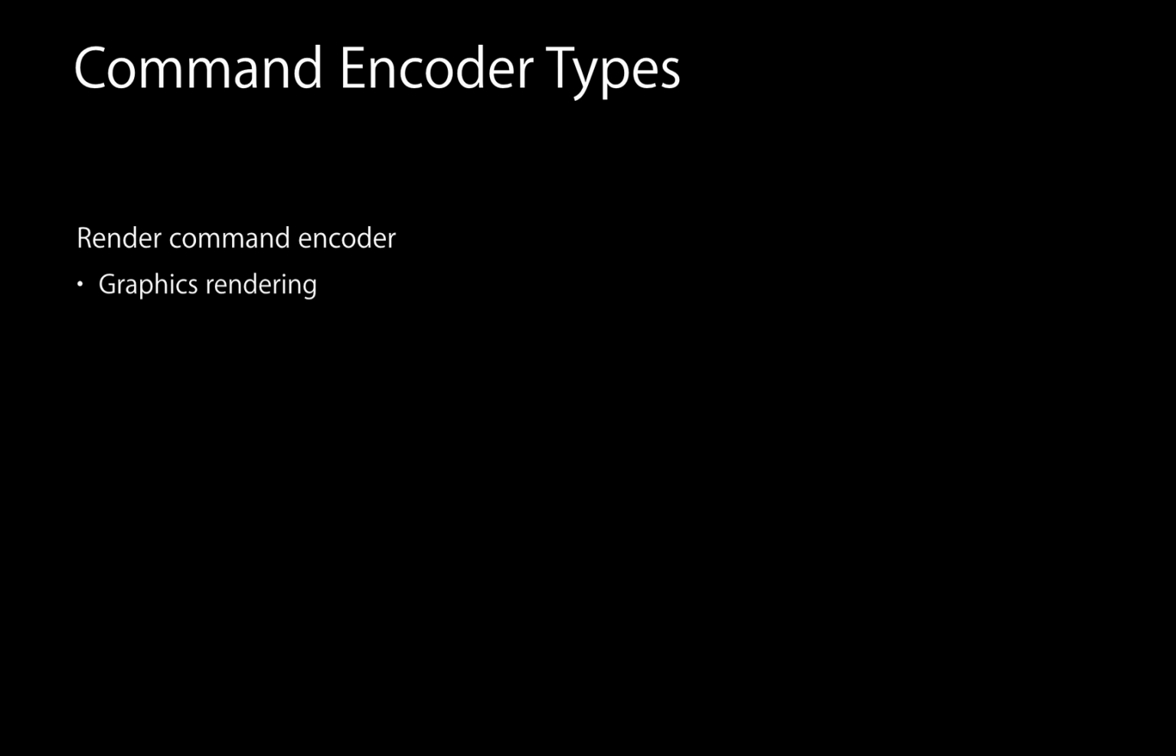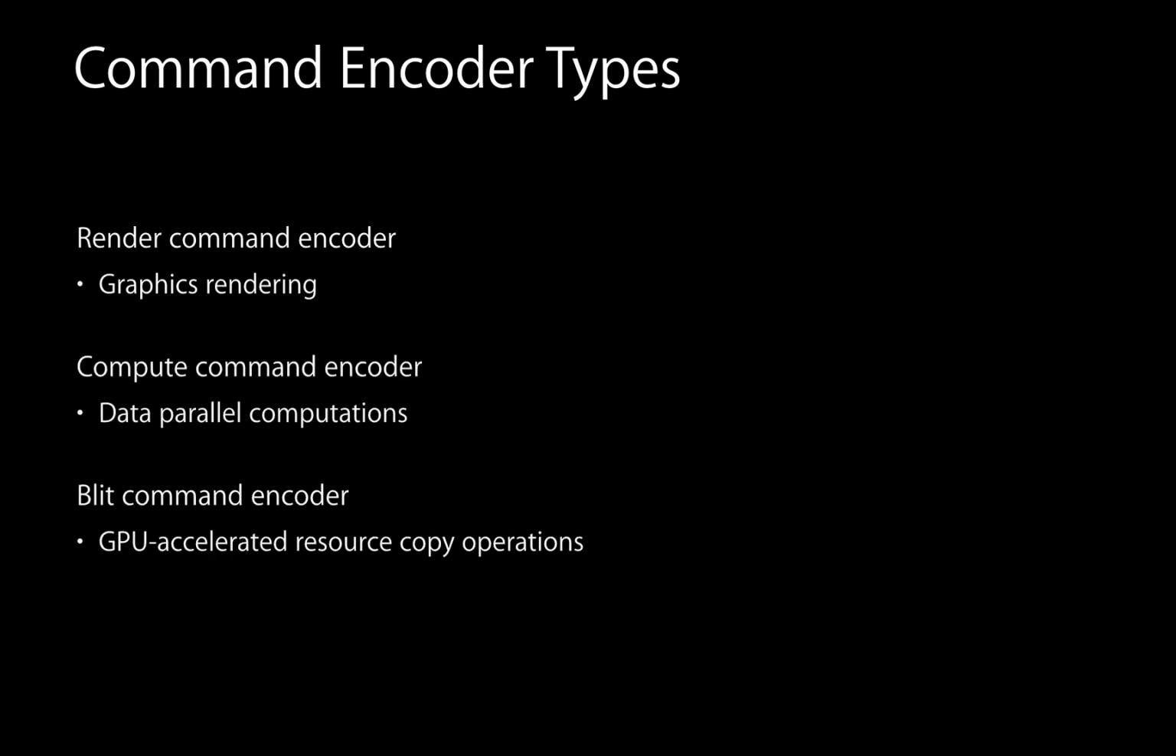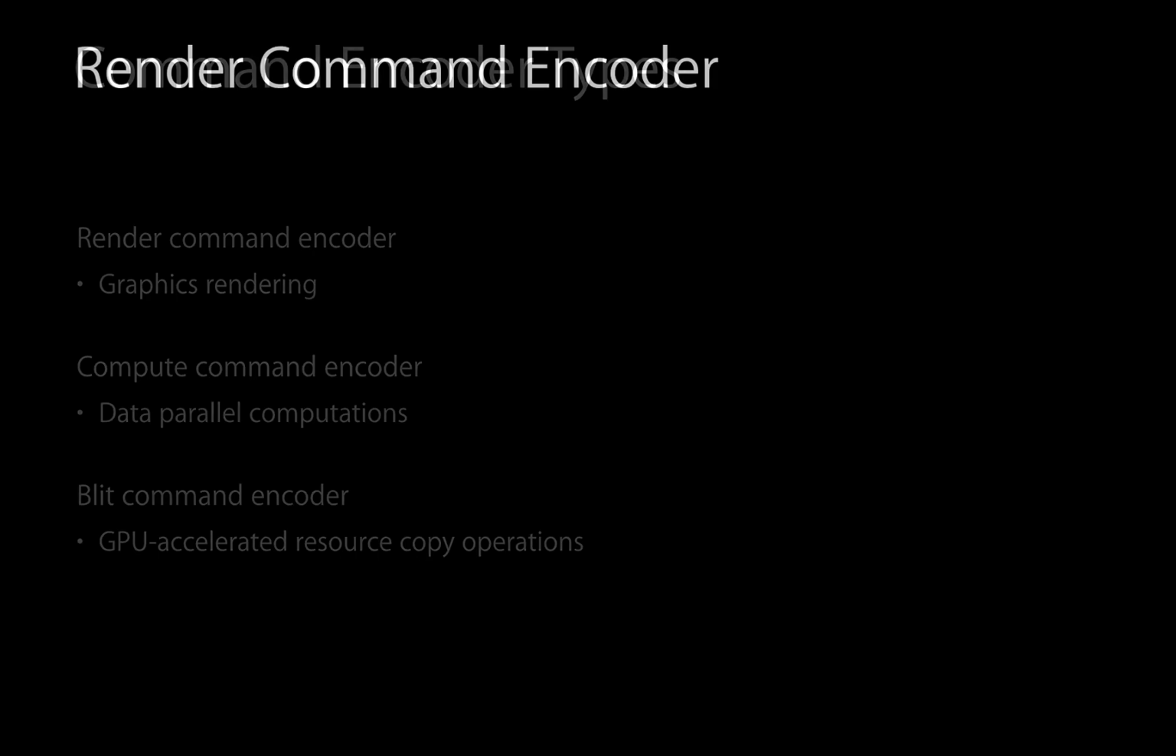Those are resources. Now I'm going to talk briefly about the command encoders themselves. And as I mentioned, there are three basic command encoder types. You have your render, compute, and blit command encoders. And I'm going to talk about each of these in sequence.